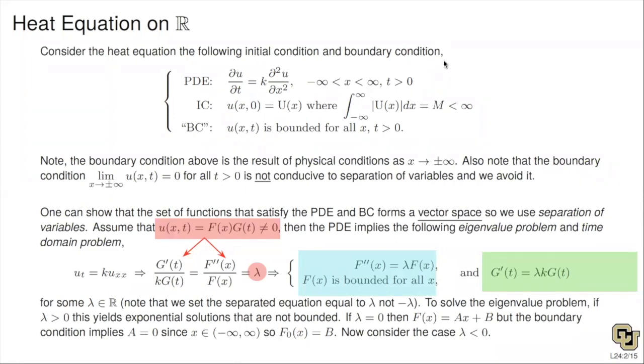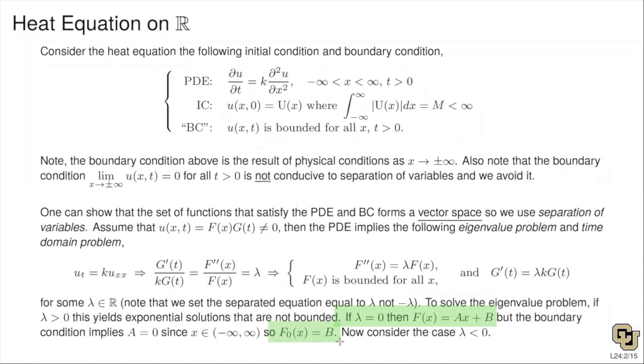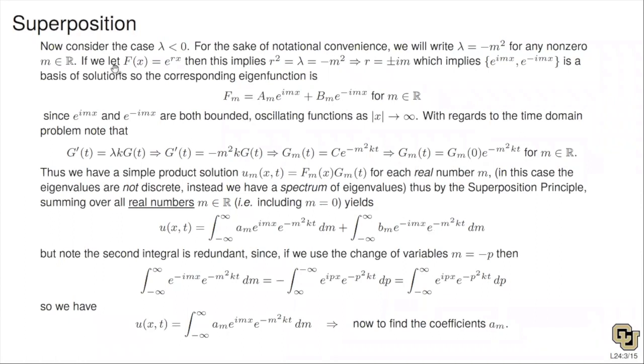And we check the cases for non-trivial solutions. If lambda equals 0, we have a non-trivial solution. Because of the boundedness, we have to make the coefficient A equal to 0. And then for the lambda less than 0 case, we see that there are viable solutions. We end up with this basis, and so this becomes our general solution for the F equation in the lambda less than 0 case.